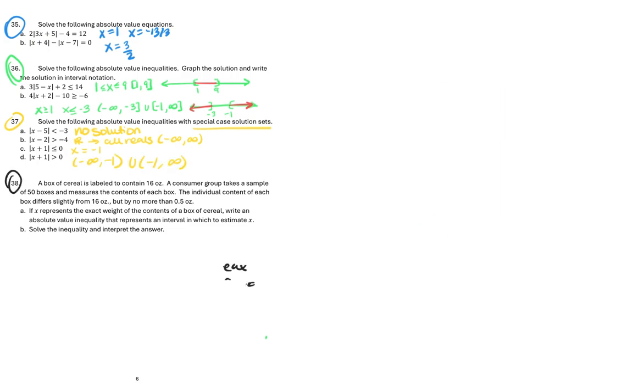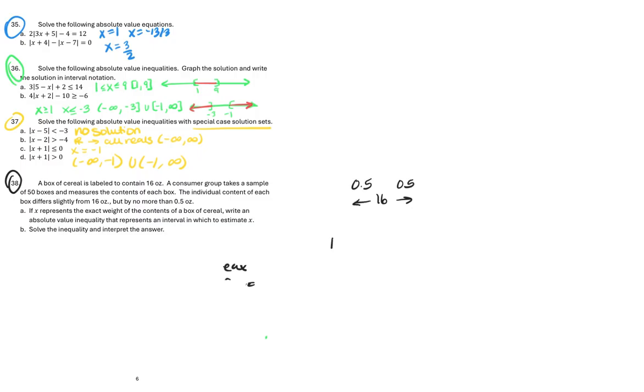Okay, let's look at problem number 38. A box of cereal is labeled to contain 16 ounces. A consumer takes a sample of 50 boxes and measures the contents of each box. The individual content of each box differs slightly from 16, but no more than 0.5 ounces. So when we're looking at this, we're basically saying the baseline is 16. However, we can be greater than 16 by 0.5, and we can also be less than 16 by 0.5.